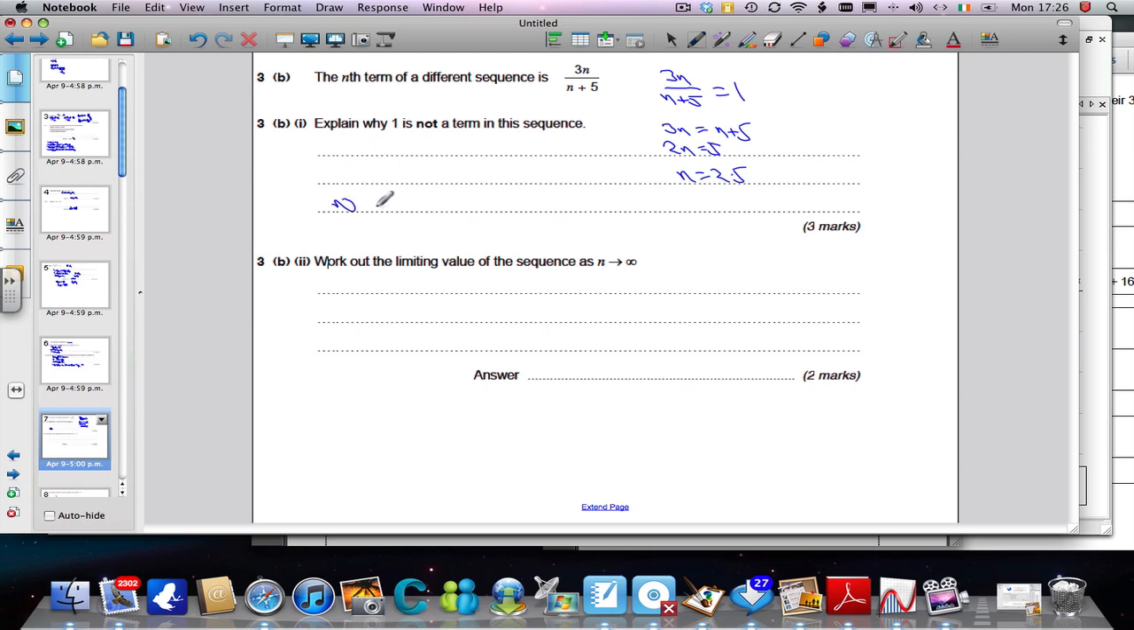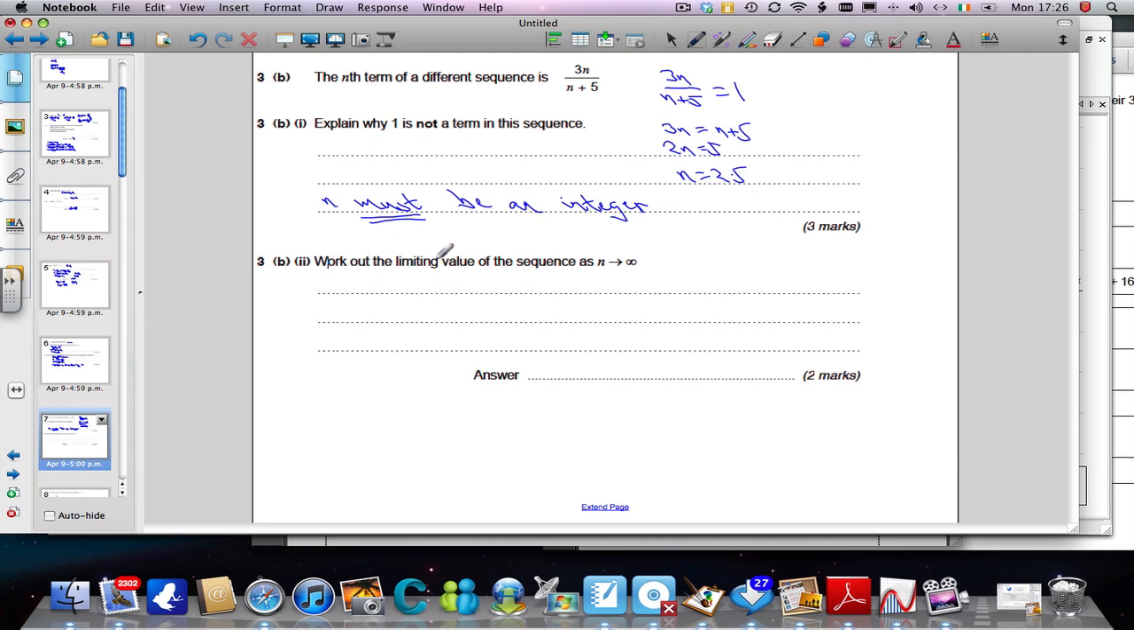N, let's just use a small n. n must be an integer value. n tells us what term in the sequence it is. So you have the first term n is 1, second term n is 2, third term n is 3, 50th term n is 50, etc., etc. Well, you cannot have something in between an integer value. So in this case, 2.5, doesn't work. So that's why 1 is not a term in the sequence.